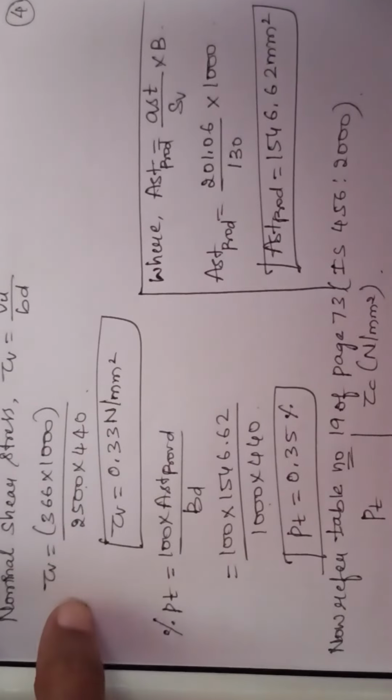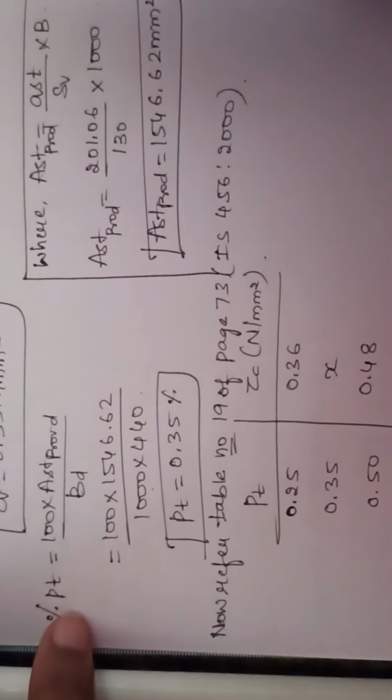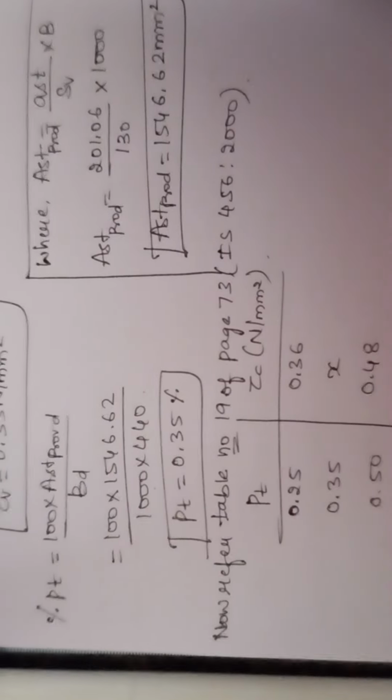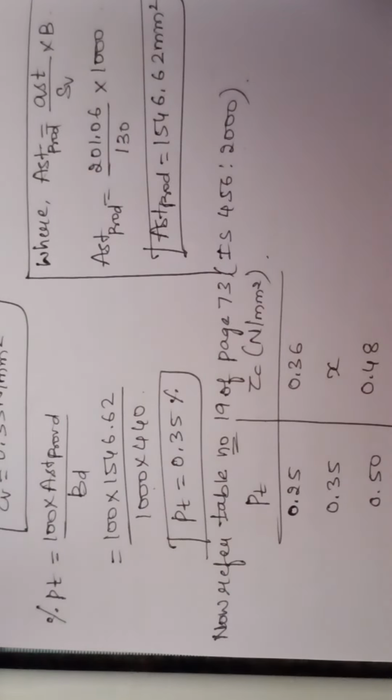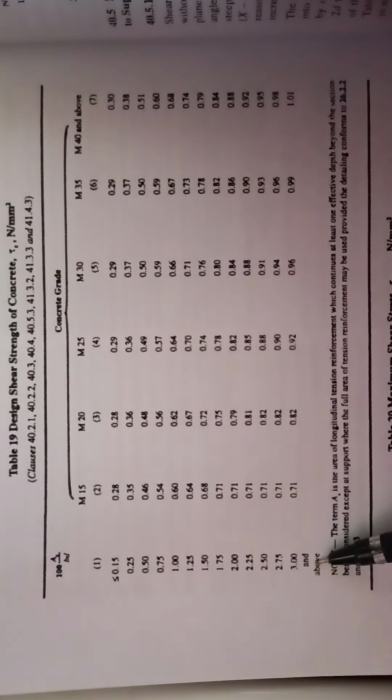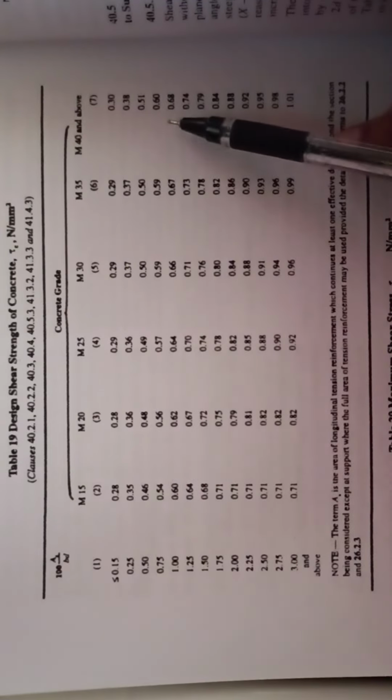Now we have to find the value of tau C, that is design shear stress, from the percentage steel. Let us check whether we are getting the value for 0.35 from the code book directly or not. For this we have to refer to table number 19, page number 73. Let us go with the code book here. In this code book, the first column represents your percentage steel value, whereas the rest of the columns represent the tau C value for the particular grade.